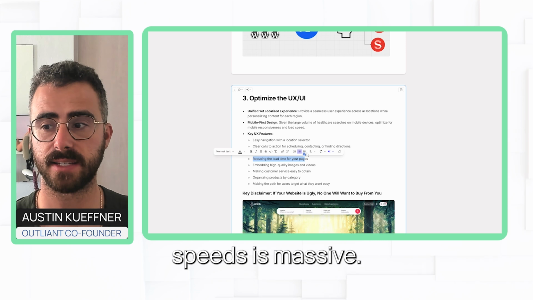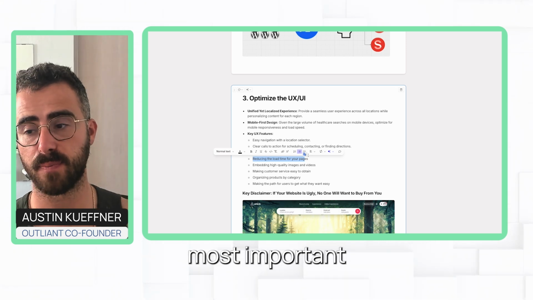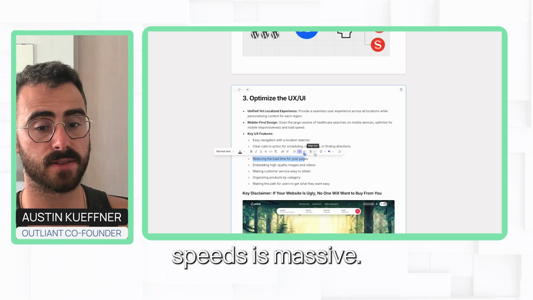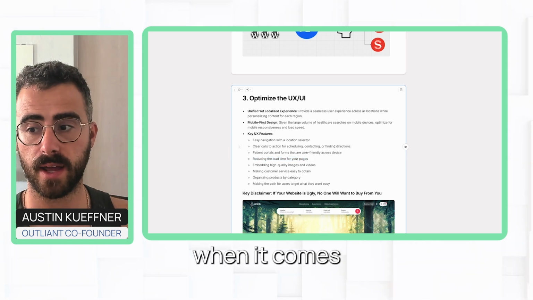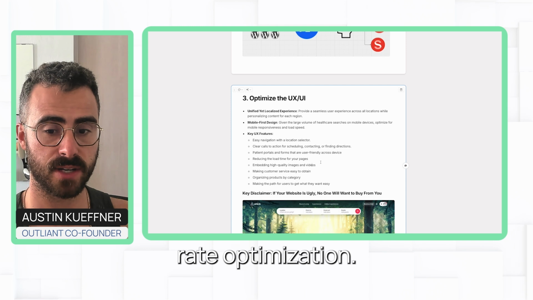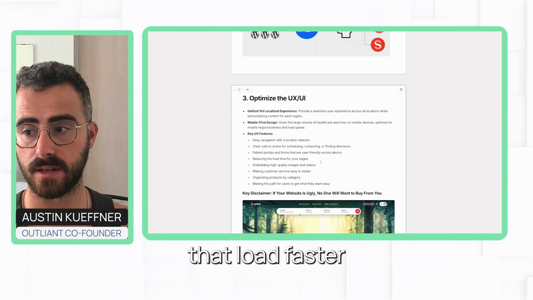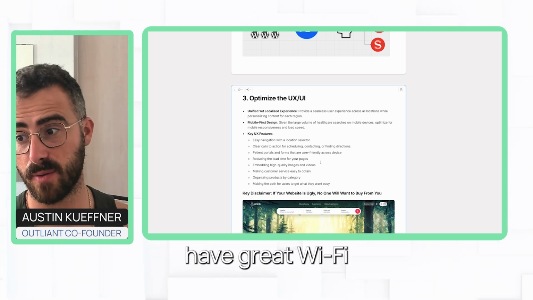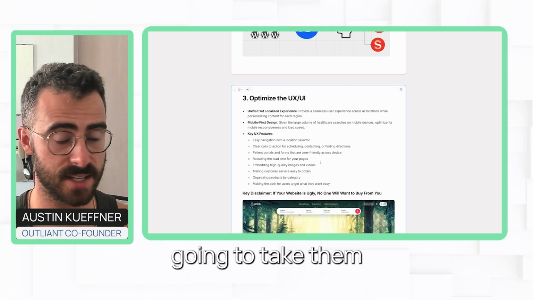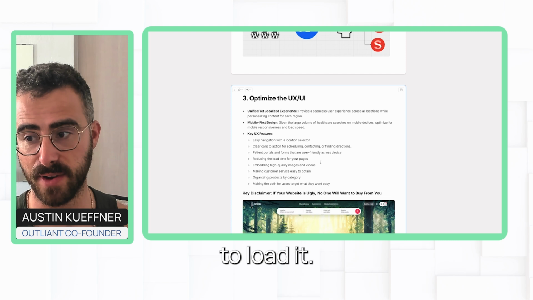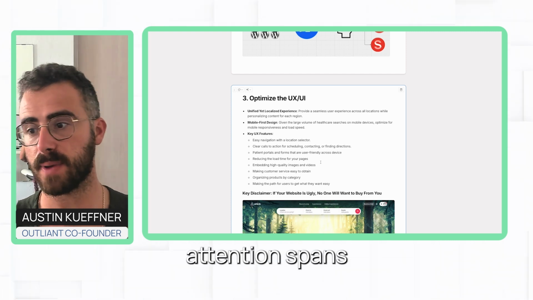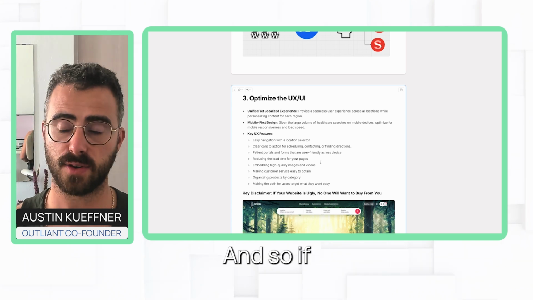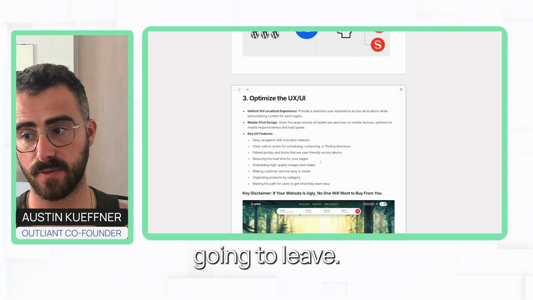Reducing page load speeds is massive. It's probably the most important thing when it comes to conversion rate optimization. Pages that load faster just have a higher conversion rate, simply because if somebody doesn't have great Wi-Fi and your website takes a long time to load, it's going to take them a really long time to load it. And people's attention spans are the size of a goldfish. They only last for about 7 seconds. And so if your website takes too long, then they're going to leave.